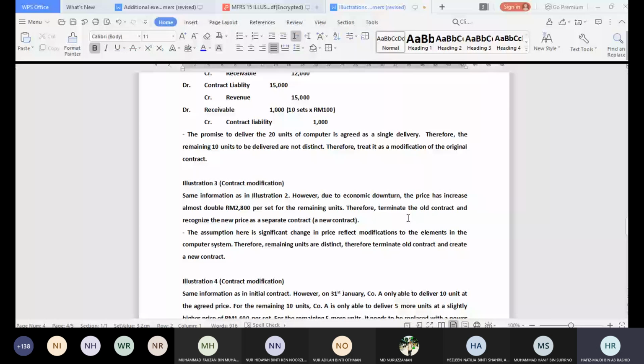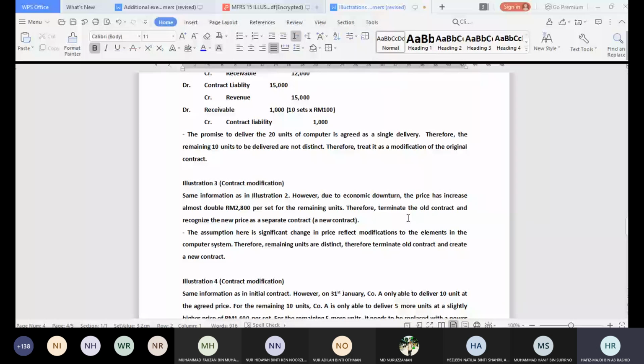So now what I have said, I have not assumed this to be an additional good or service. This is just a replacement because the original contract already required 20, so you just need to fulfill the remaining 10.